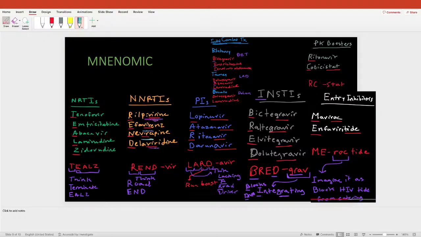So the next one, emtricitabine, that's going to be NRTIs. Then tenofovir, and as you recall, tenofovir is another drug that is an NRTI as well. Remember the word teals. Okay. And then the next one is Trumeq. Does anybody know the classes of medications associated with Trumeq?